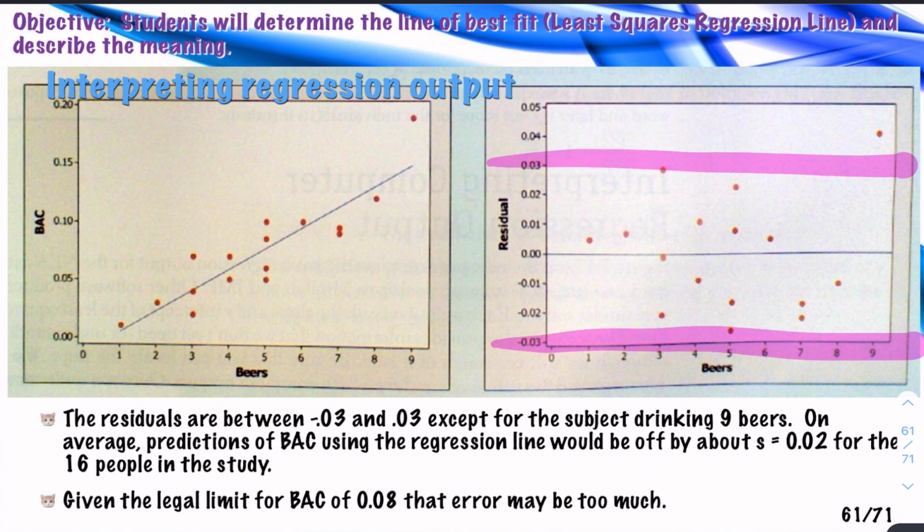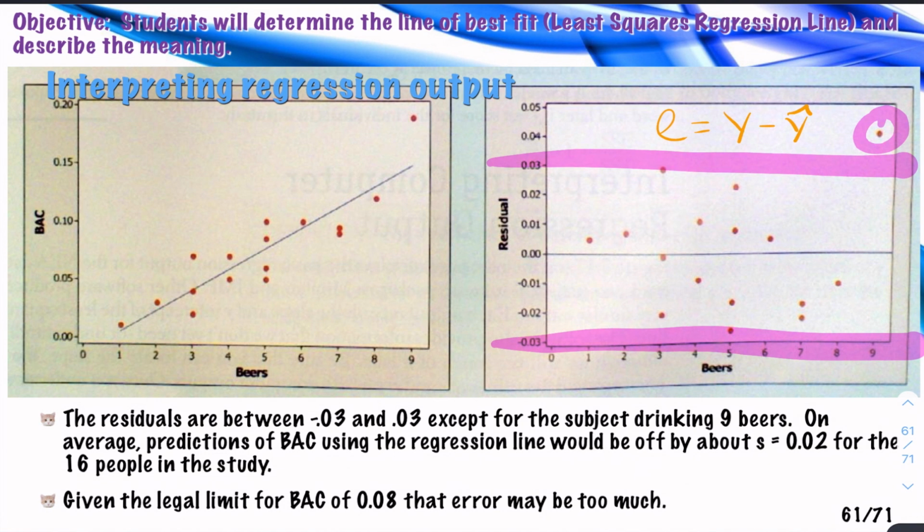So except for this guy, someone drinking 9 beers, on average, predictions. That's what the standard deviation of the residual is. Remember, residual is the error from our actual values to our prediction. On average, predictions of BAC using this model would be off by about 0.02 for 16 people in the study.